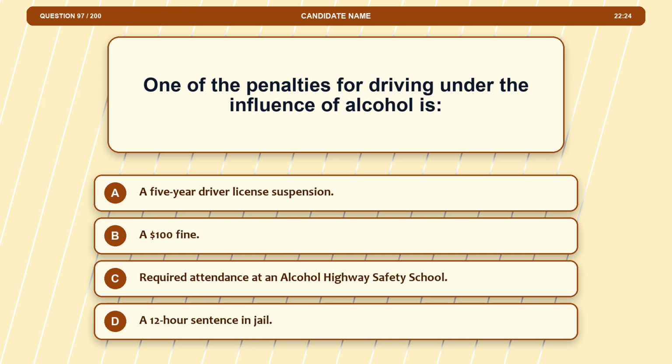Question 97. One of the penalties for driving under the influence of alcohol is Option A, a 5-year driver license suspension. Option B, a $100 fine. Option C, required attendance at an alcohol highway safety school. Option D, a 12-hour sentence in jail.